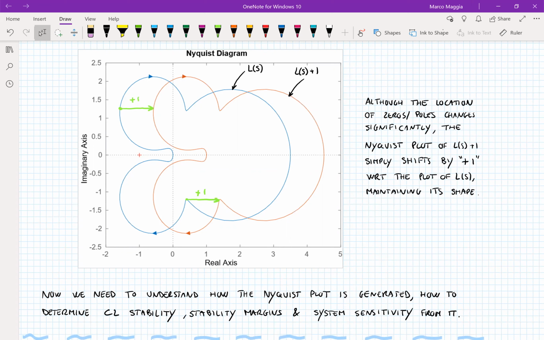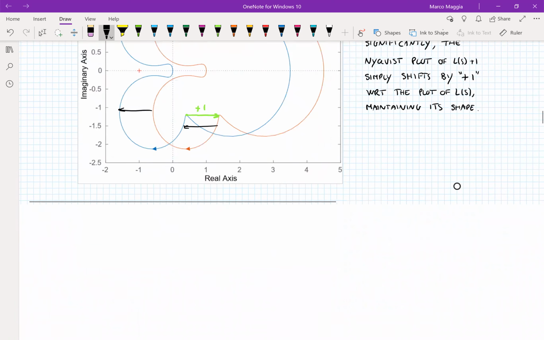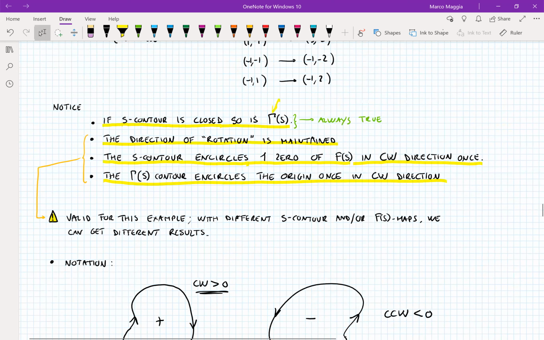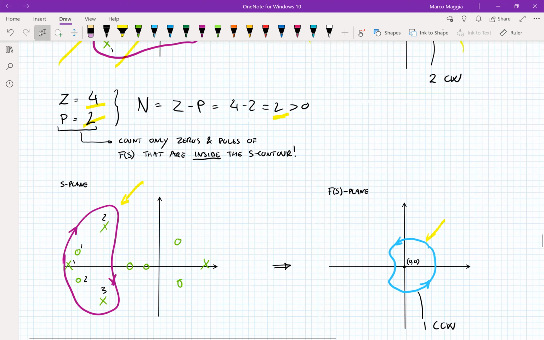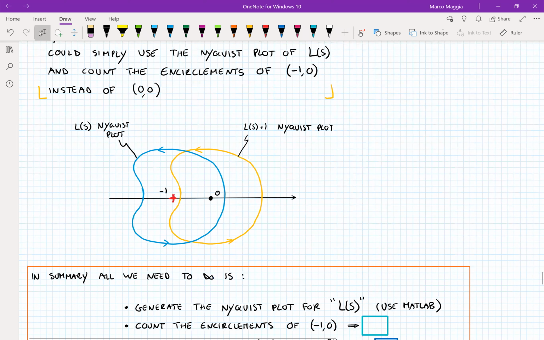So here, pretty much, we're just going to the left. We're just subtracting 1. So instead of counting the encirclements of the origin, there you go. Instead of counting the encirclements of the origin for the L of S plus 1 Nyquist plot, we can count the encirclement of -1 for the L of S Nyquist plot. And that's it.